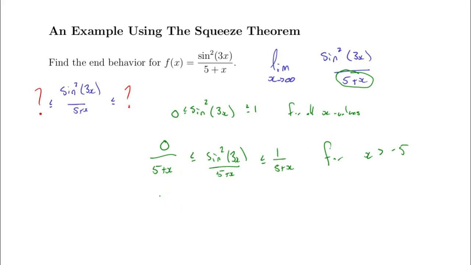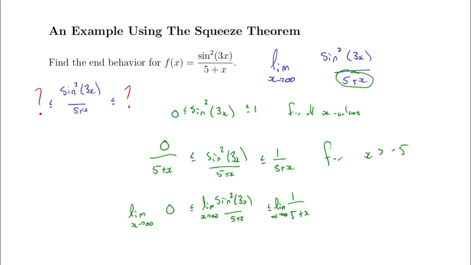Okay. So now what we can do is say, well, this left side is still 0. And then we have sine squared of 3x over 5 plus x less than or equal to 1 over 5 plus x. And if that's true for all of these x values, then it's certainly going to be true for all the really big x values. So I'll just toss this limit statement on here.